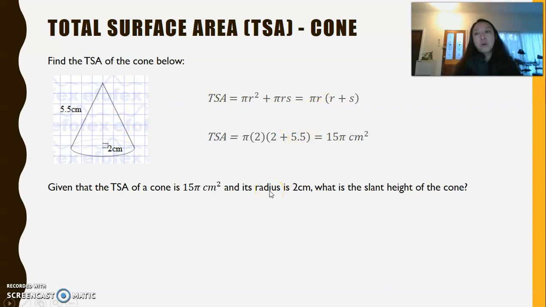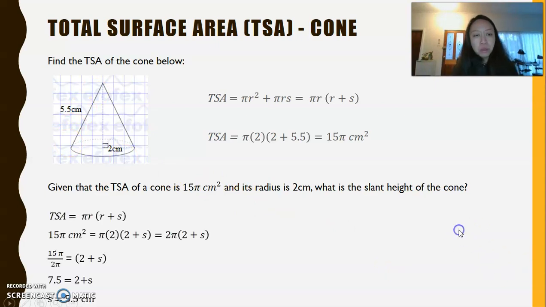If we change the question a bit and say that the total surface area of a cone is 15 pi centimeters squared and its radius is 2 centimeters, I'm referring back to the answer that I found, which is that the TSA of the cone is 15 pi centimeters squared. The radius is 2 centimeters. What is the slant height of the cone? So we are finding this. We know that the answer is 5.5. It's just how do we do a question like that?